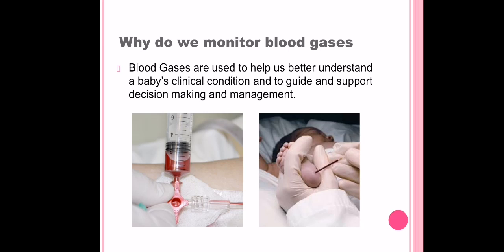So why do we monitor blood gases? We use them as a tool to help guide management for our babies and to gain a better understanding of their clinical condition. We can take arterial, venous or capillary samples, and it's important to recognise the type of sample that you've taken, particularly when you're interpreting the results.